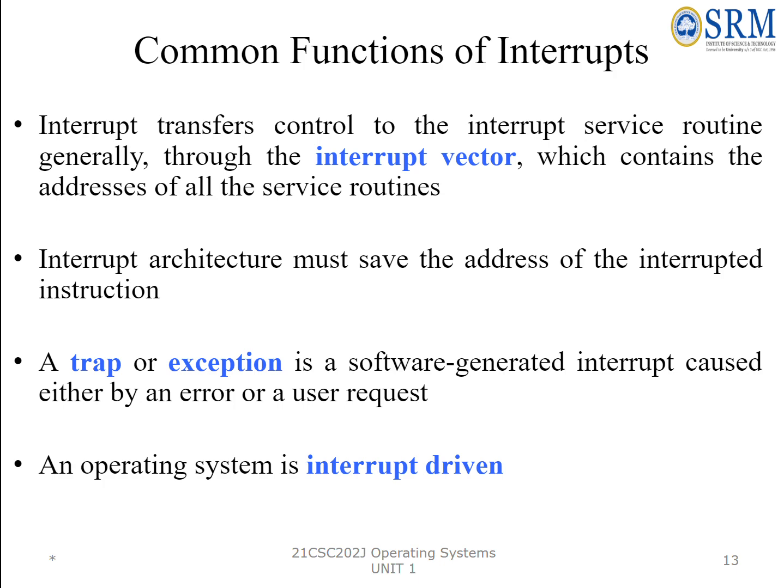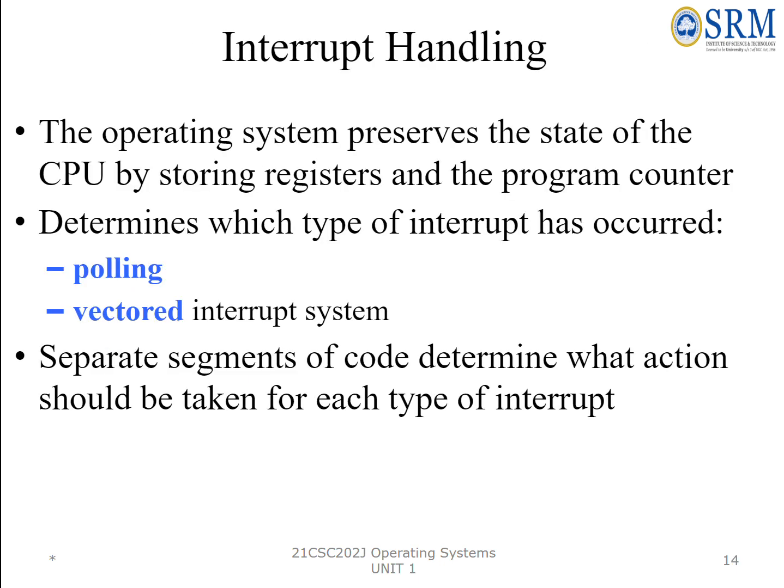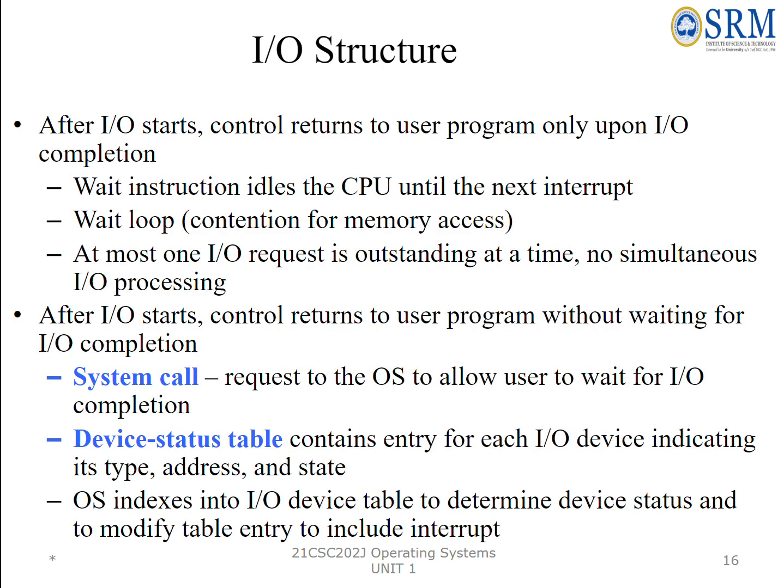Next one is, what is meant by interrupt driven? The trap and exceptions. The traps and exceptions are generated by an interrupt. The exceptions give another alternate solution. So this type of operating system we can call interrupt driven. Next one is polling and vectored. These come under interrupt only.